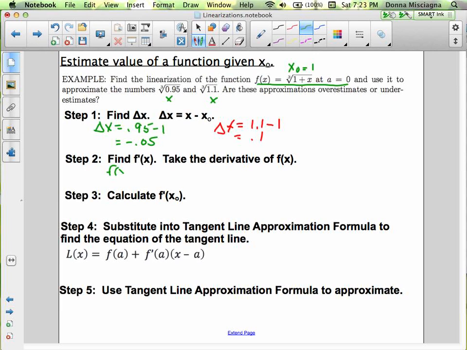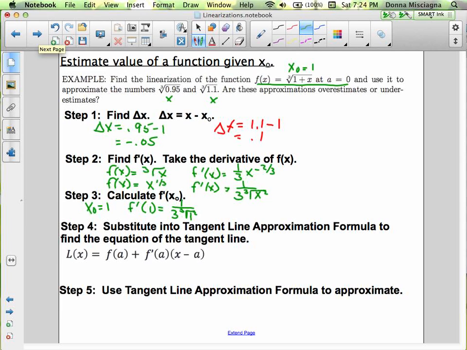So f of x is the cube root of x, which could also be written as x to the 1/3. And so the derivative is going to be 1/3 x to the negative 2/3, which we could rewrite as 1/3 times the cube root of x squared. Now calculate f prime of x naught. x naught is 1 no matter what for both of these problems. So f prime of 1 equals 1/3 times the cube root of 1 squared, and that's just 1/3.